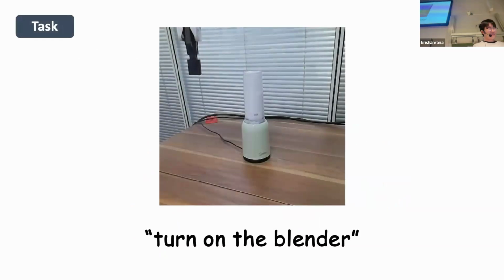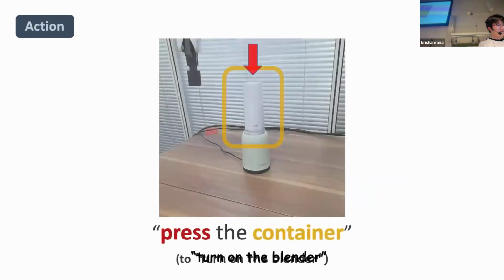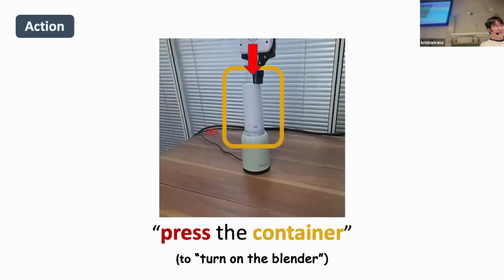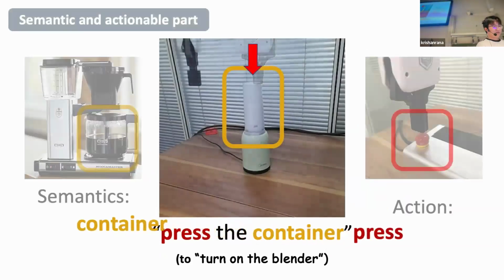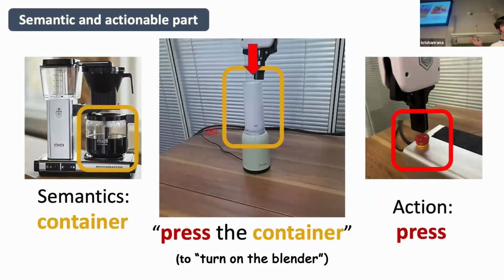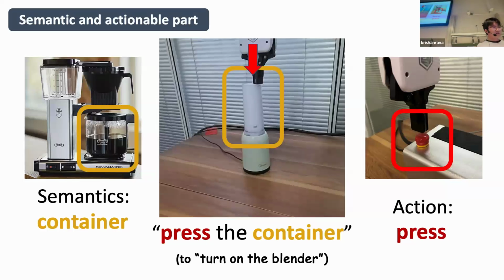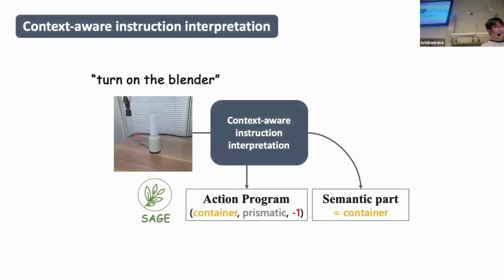Imagine that you bought a new blender for your kitchen. To make juice with it, you need to truly understand the semantics and the functionalities of its parts, in this case, the container. To turn on this blender, the robot needs to press its container and it will blend the ingredients in it. Here, we understand the part at the semantics level as a container, just like the container in the coffee machine. It is used to load ingredients. But when we want to turn it on, we consider the part at the action level as a part to be pressed, just like a button.